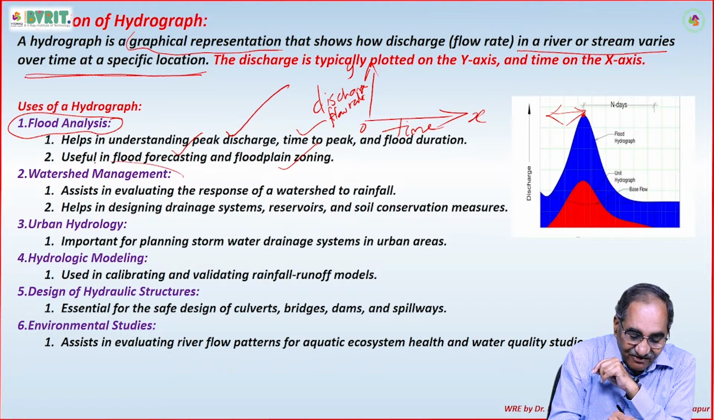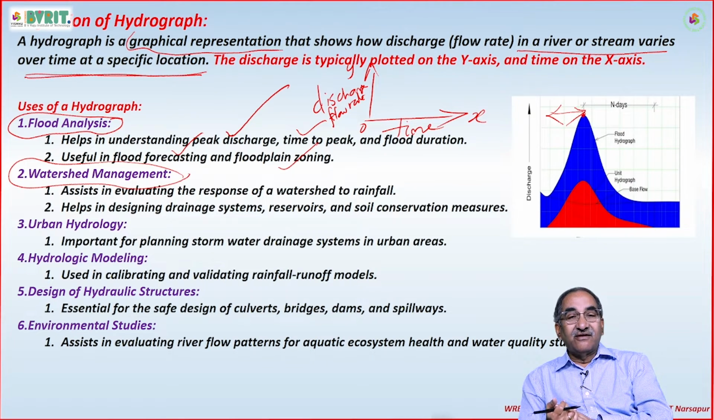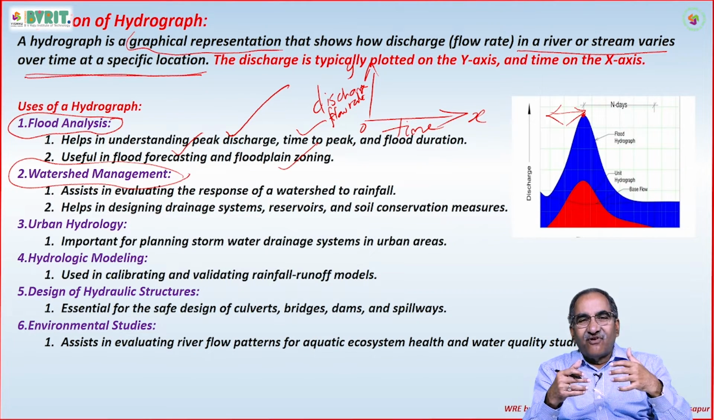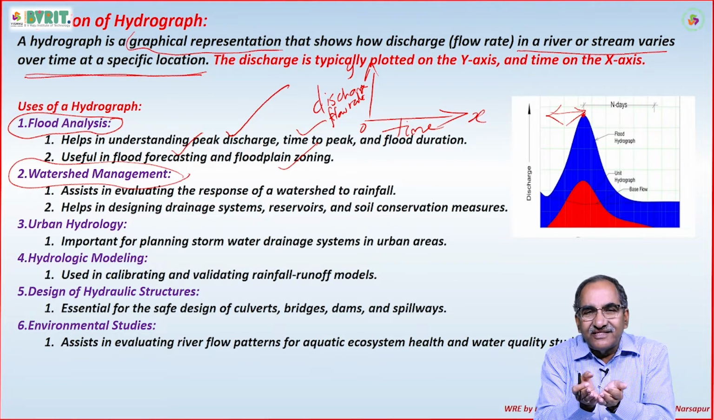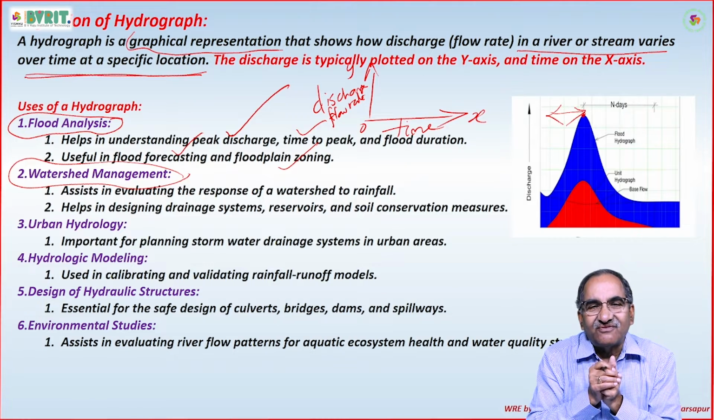Then second is watershed management. When I say watershed management, after the rainfall, what is the response? What is the runoff actually? How much water is flowing on the surface of the earth?